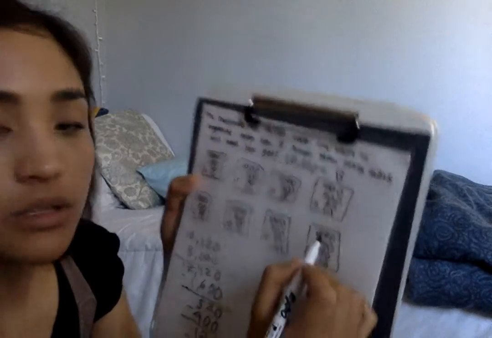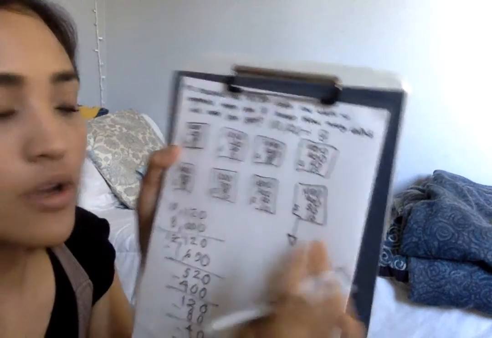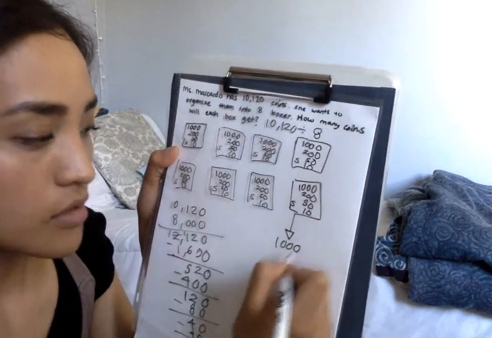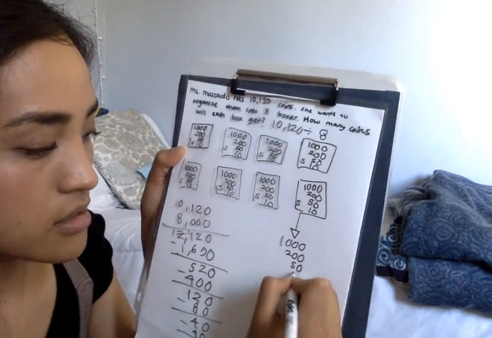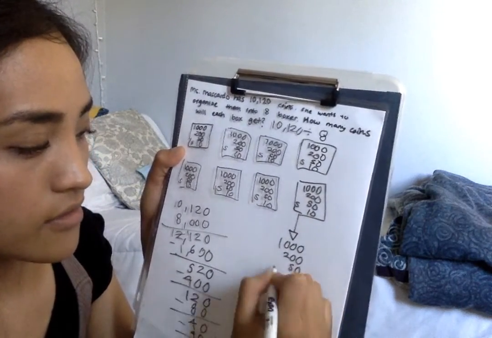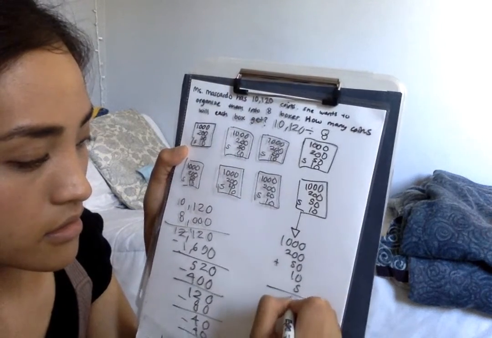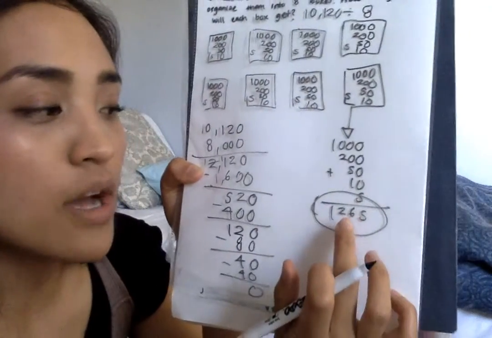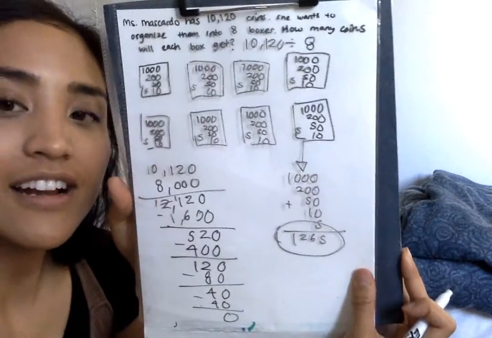Awesome. I have no more coins to drop into each section, which means now I can find out how much is in each box. Well, let's count. I'm going to take the coins out of this box, and I have 1,000, 200, 50, 10, and 5. Let's add those all together. My answer is 1,265. Alrighty, there you go.